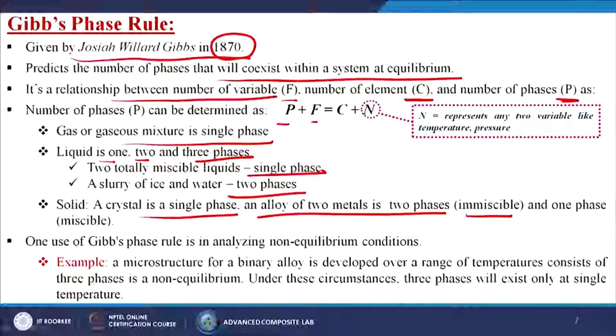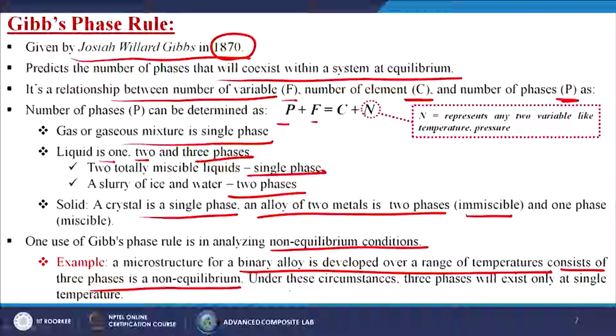One use of the Gibbs phase rule is in analyzing non-equilibrium conditions. What is the example? The microstructure for a binary alloy developed over a range of temperatures consists of 3 phases in a non-equilibrium. Under these circumstances these 3 phases will exist only at a single temperature.